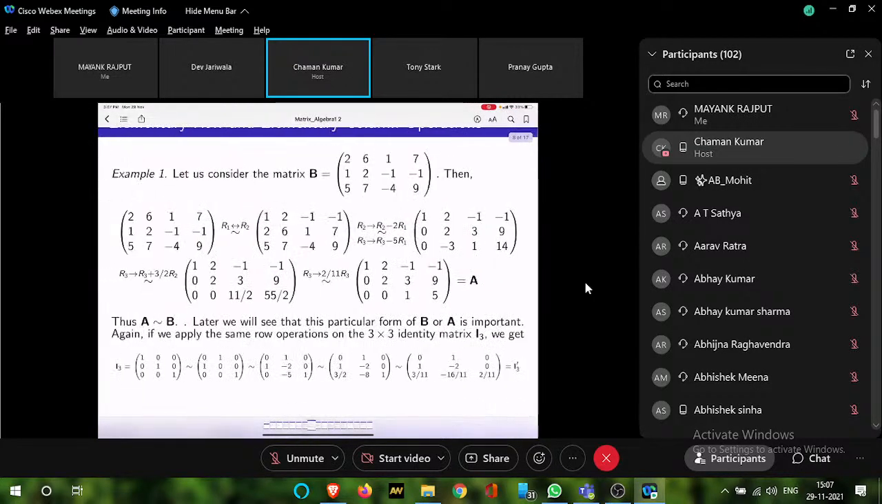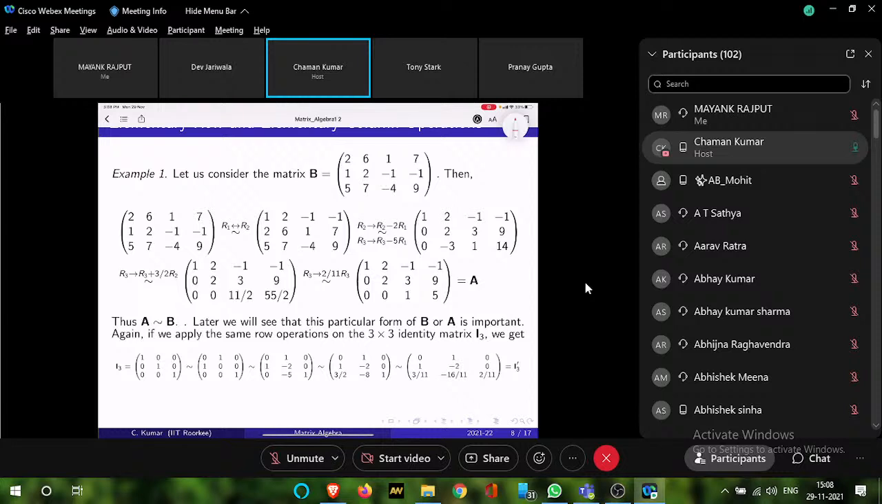So now we consider an example. Let us consider the matrix B given by this, and let us interchange row 1 with row 2. So what is row 1 in matrix B? This is row 1 in matrix B, and this one is row 2 in matrix B. When you interchange, you write row 2 in place of row 1 and row 1 in place of row 2.